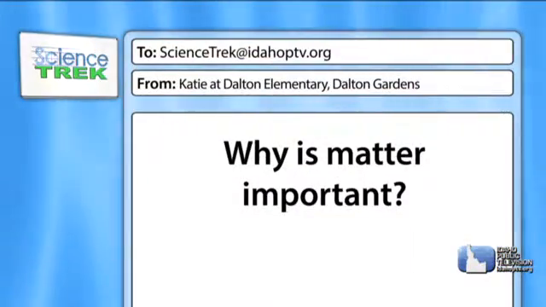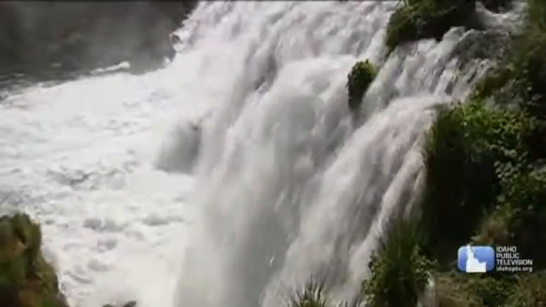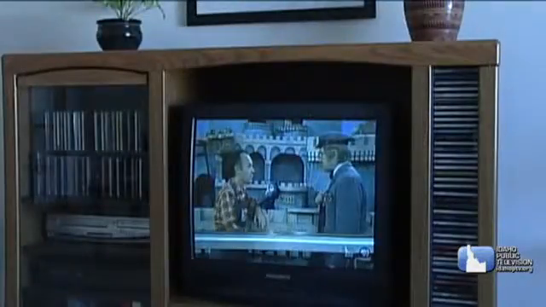Katie would like to know, why is matter important? Well, think about where we would be without matter. We wouldn't be without matter. We're made of matter, and so all of the liquid you drink, all of the stuff you're made out of, that's matter. And so I think matter is pretty important to me just because I like to exist, and I like to be made of matter.